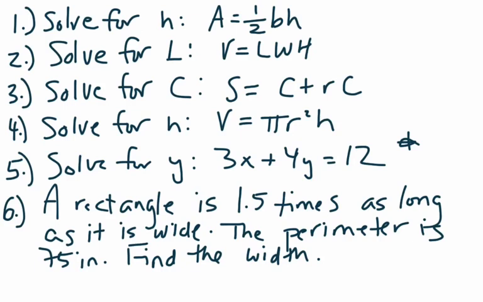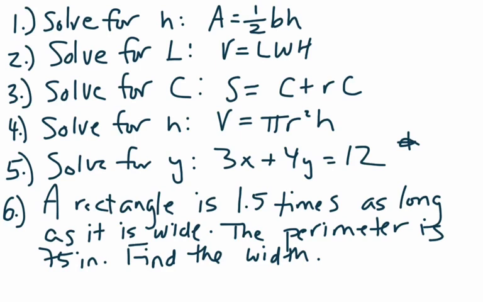This one is a formula for markup, for when you're marking something up like in a store. Okay, this is the volume of a cylinder. And then this one, solve for y, 3x plus 4y equals 12. I put a little asterisk because that's the kind that you'll see most often in algebra class. So you'll have an equation with x's and y's, and you'll have to solve it for y.